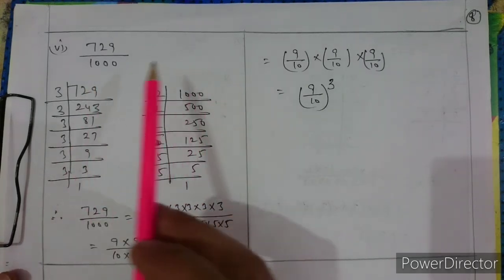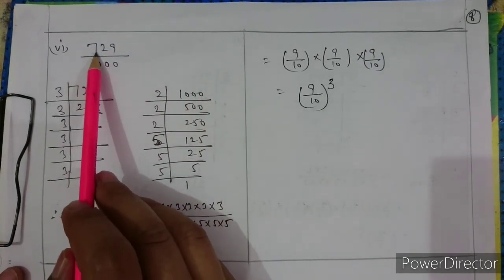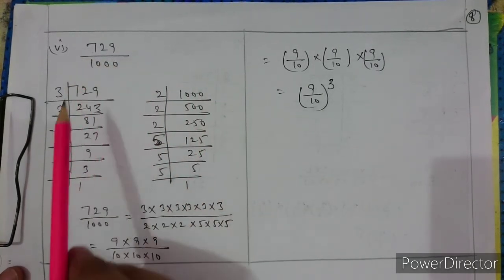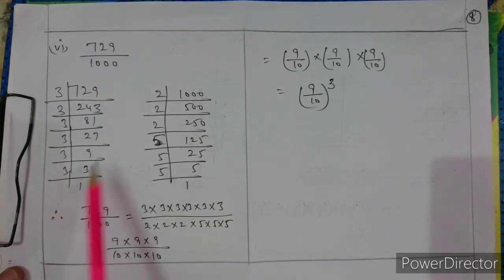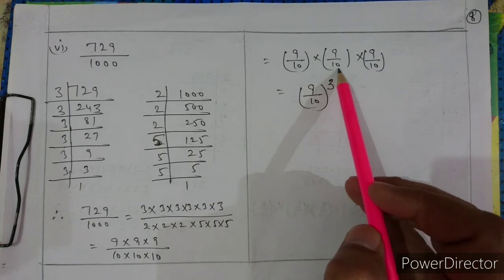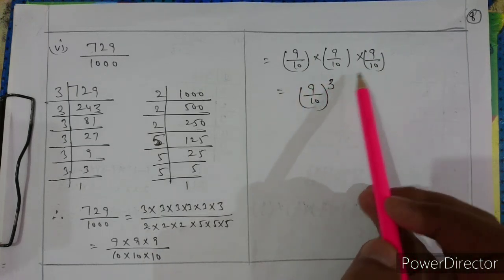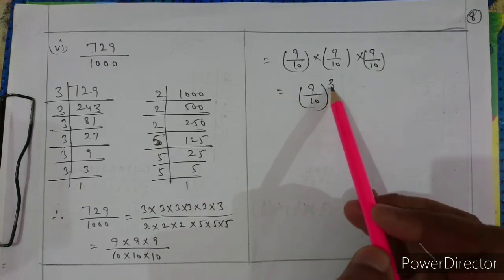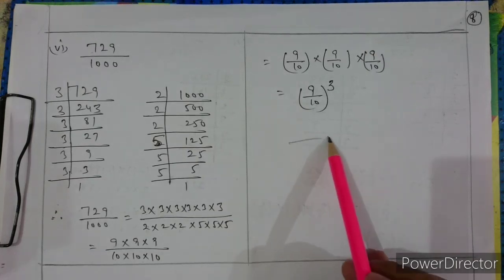Our last question is minus 729 upon 1000. So we will do the prime factorization of both. We will get 3 into 3 into 3 into 3 into 3 into 3, and 2 into 2 into 2, 5 into 5 into 5. We will make 3 groups here, 9, 9, 9, 10, 10, 10. So we will get 9 upon 10, 9 upon 10, 9 upon 10, and that will be equal to 9 upon 10 raised to power 3. So this is our exercise.